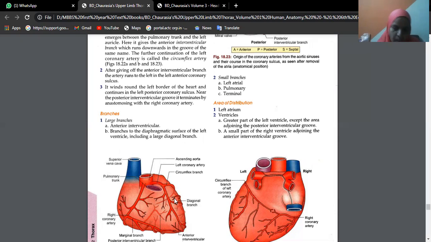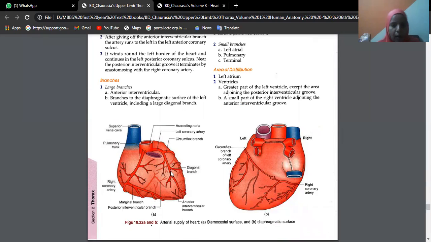Is that clear, beta? Yes, ma'am. Now see here, circumflex means what is the meaning? It is winding and going behind. That is the meaning of circumflex. Circumflex branch of left coronary artery comes behind.